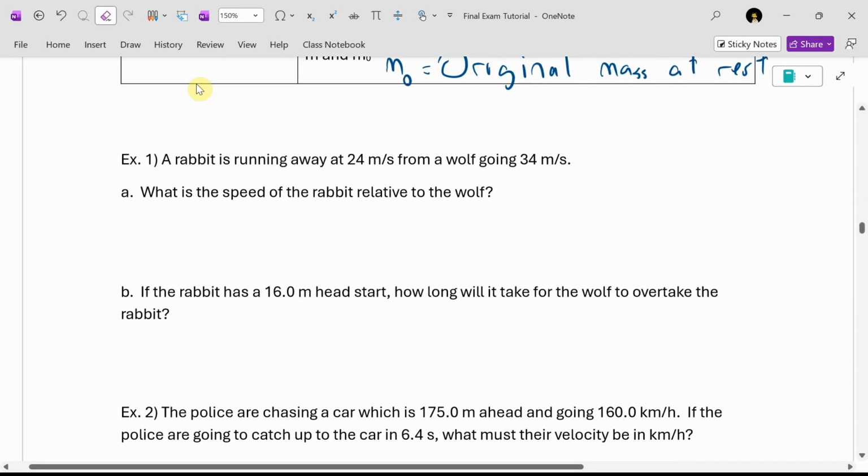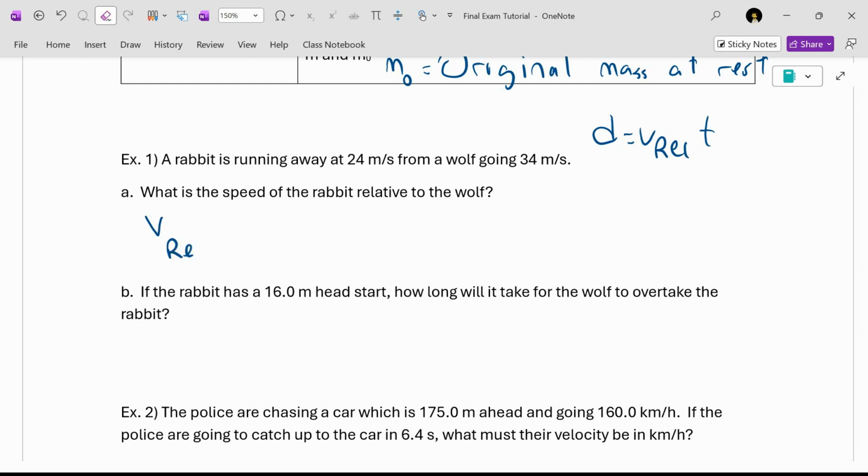So example 1. How fast is the rabbit going? How fast is the wolf going? Now we do have two objects moving at different speeds. Are they moving near the speed of light? I'm not using special relativity. I'm going to be using, for all of this, d equals v rel times t. So what is the relative speed? Are they going in the same direction, or are they running towards each other? Bigger minus smaller. It's going to be 34 take away 24. In your head, please.